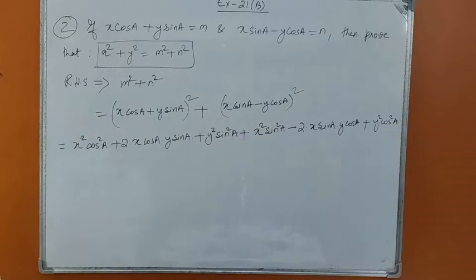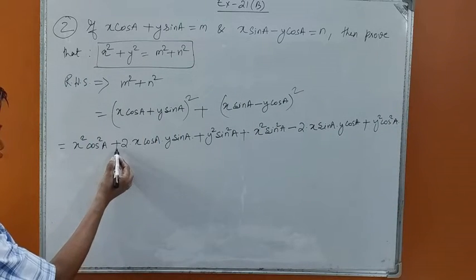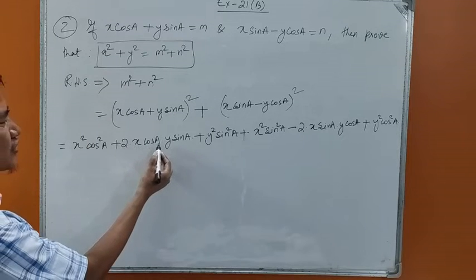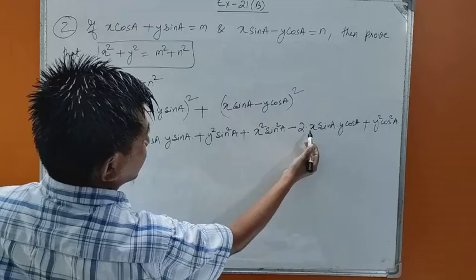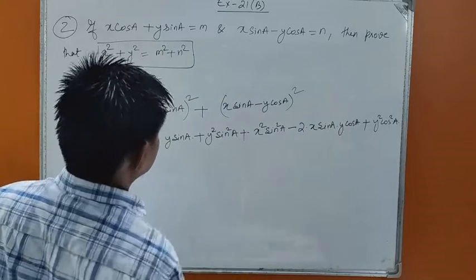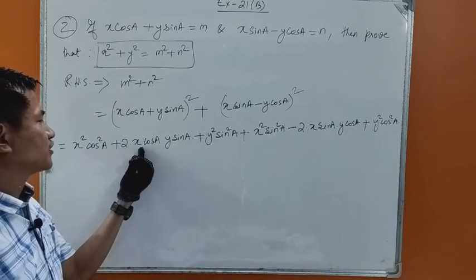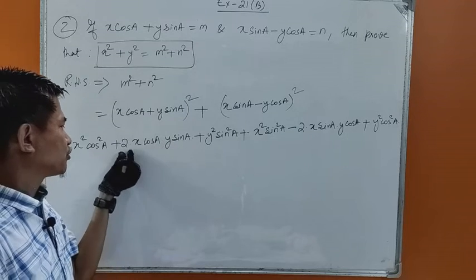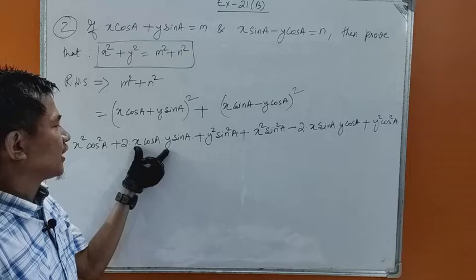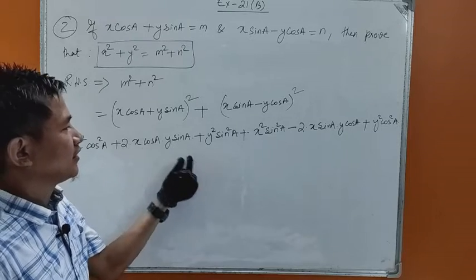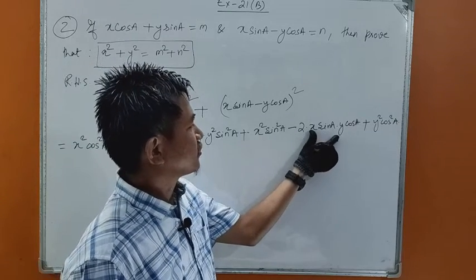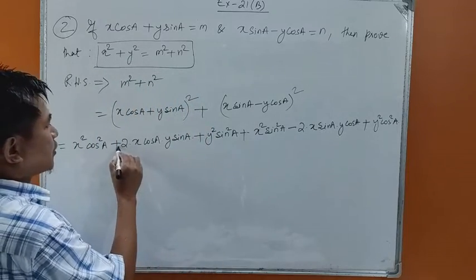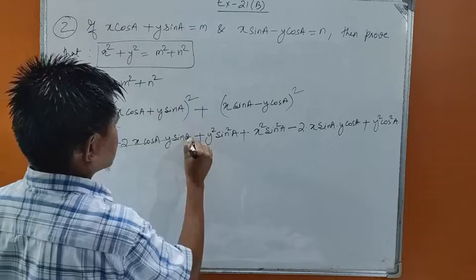So we got this. Now this plus 2 x cos a y sin a, that is 2 into x into cos a into y into sin a. All are multiplied, so 2xy cos a sin a. Here also we have 2xy cos a sin a. These two are the same numbers but with opposite signs, so you can cancel them.